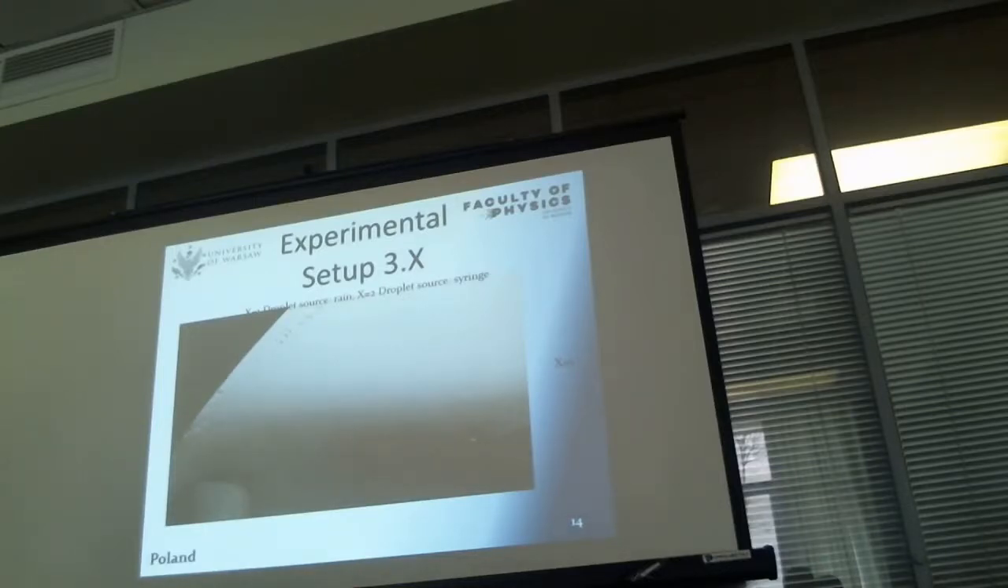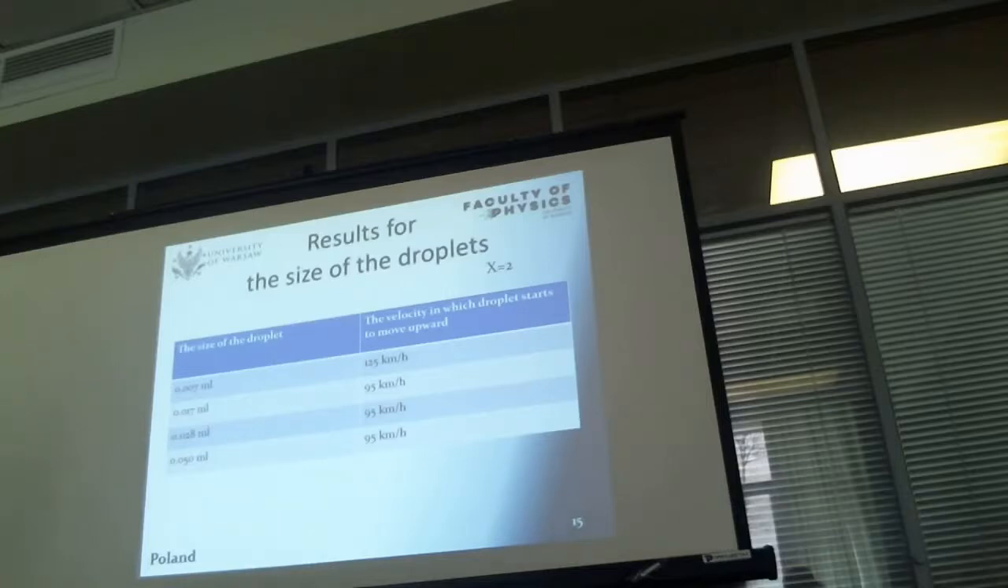Yes, it was. So this division into zones was proper. And we observed also a phenomenon in our car. Then we moved to droplet source syringe, because we wanted to give some results for the size of the droplets. So we produced by a syringe some droplets of these sizes, and we checked at which velocity they started to move upward.